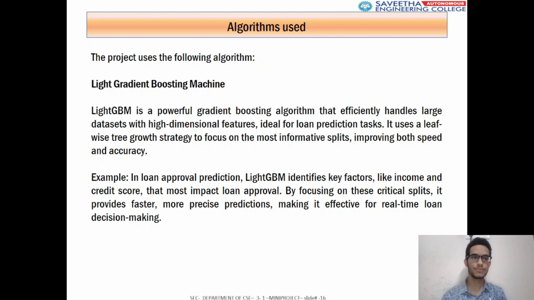It uses a leaf-wise tree growth strategy to focus on the more informative splits, improving both speed and accuracy. For example, in this project, LightGBM identifies key factors like income and credit score, which have the most impact on loan approval. By focusing on critical splits, it provides faster, more precise predictions, making it efficient for real-time loan decision making.